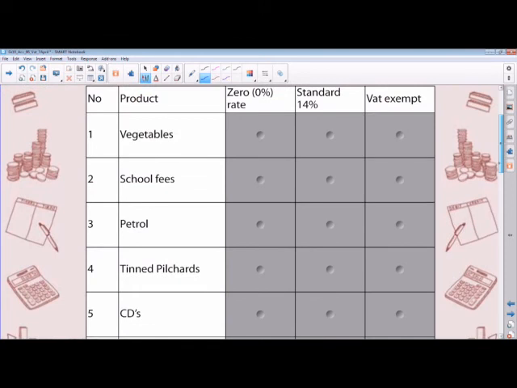Number 1, the vegetables, will it be 0 rated? Will it be standard, 14%, or VAT exempt? School fees, petrol, tin pilchards, and CDs. I'm going to give you a minute to complete the 5.